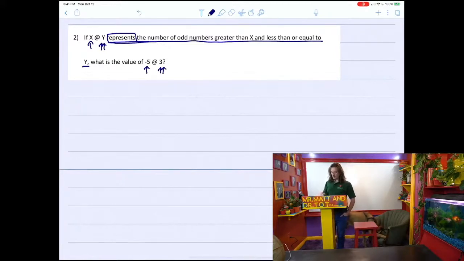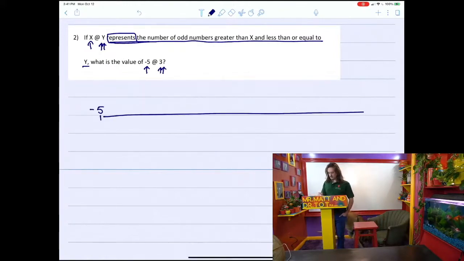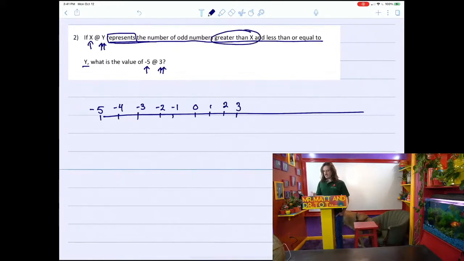So we're going from -5, if we plot this on a number line, to 3. So -5, -4, -3, -2, -1, 0, 1, 2, and 3. And now we're greater than -5, but less than or equal to y. So we can't count -5. It's exclusive to -5 because it's only greater than -5, not greater than or equal to -5.